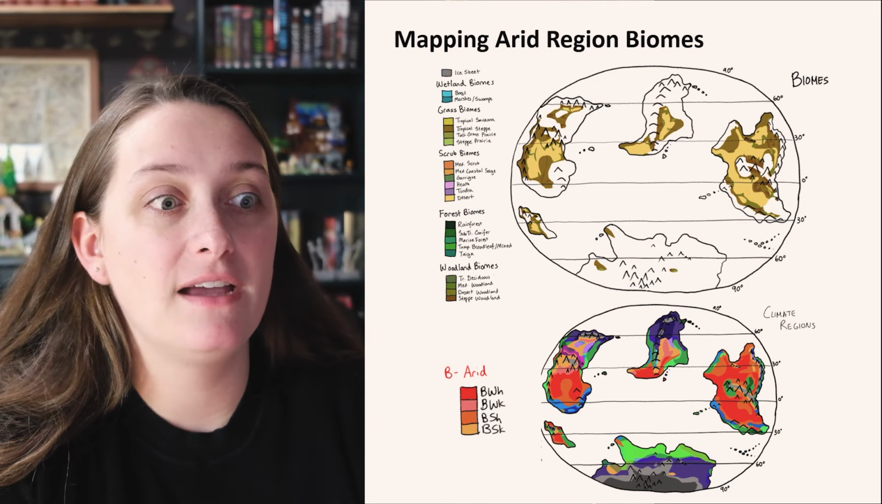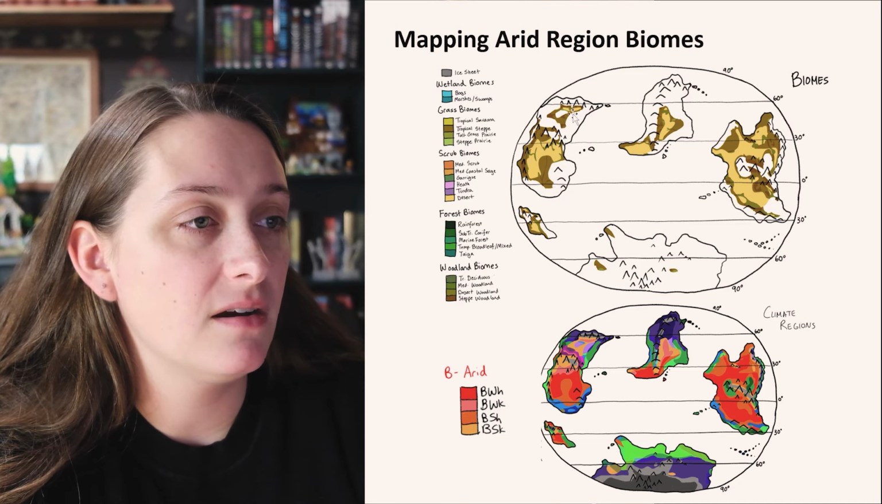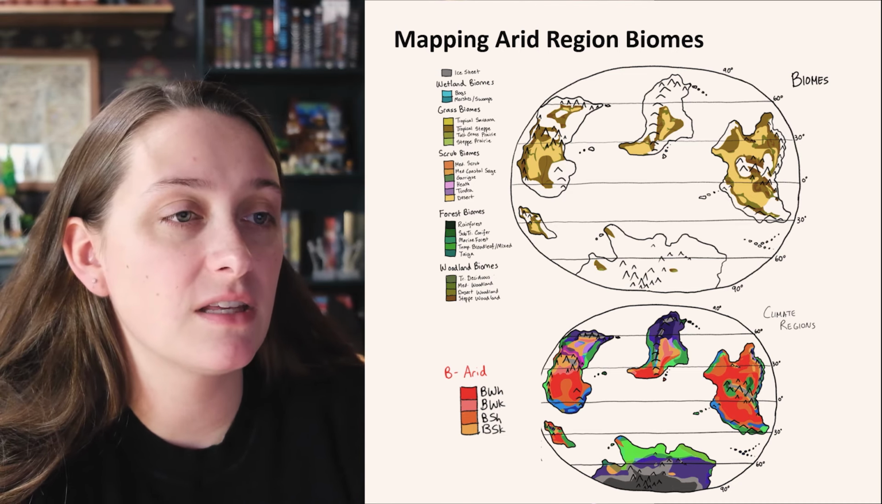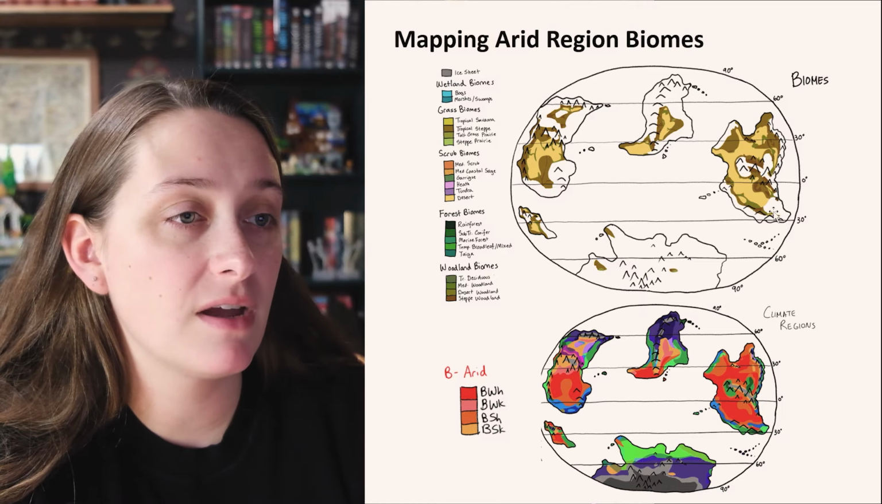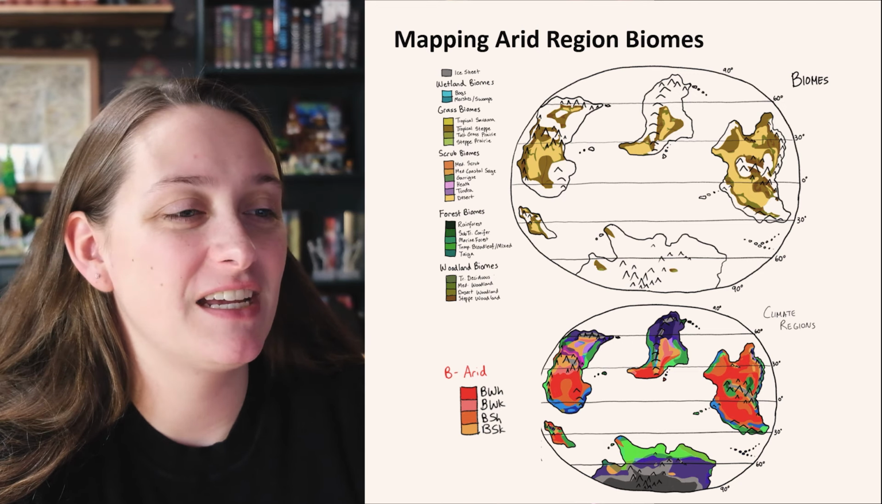And this is the map I drew. You can see down here all of my arid regions, and up here I mapped those out. There are definitely a lot of deserts in this world, especially over here and with this mountain range. You are going to see that. There's going to be a lot of deserts over here.